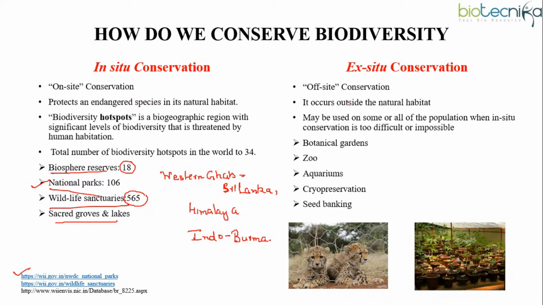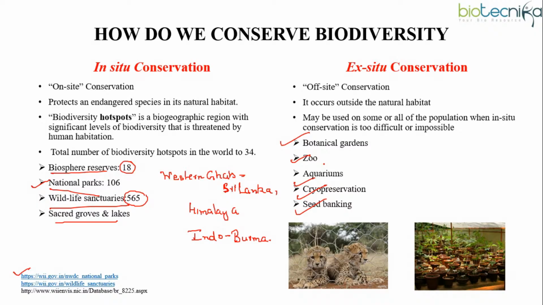And examples of ex-situ conservation. Botanical garden, zoo, aquarium, cryopreservation, seed banking, these are all examples of ex-situ conservation. Like you know, there are many animals that have gone extinct in the wild but continue to be maintained in zoological parks.